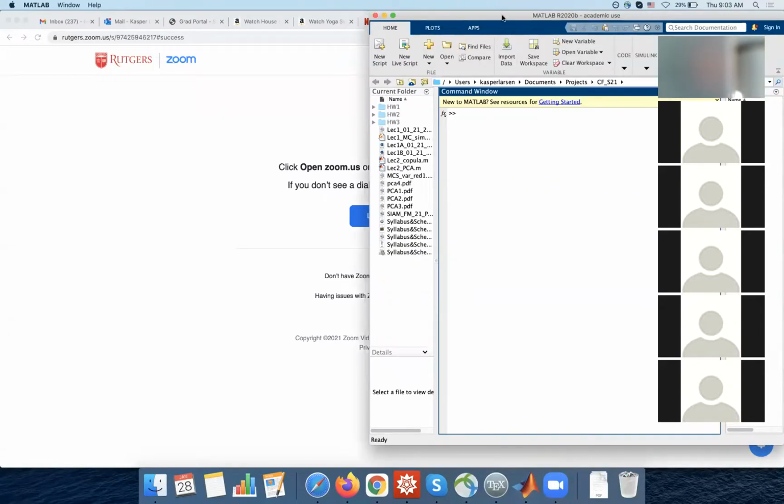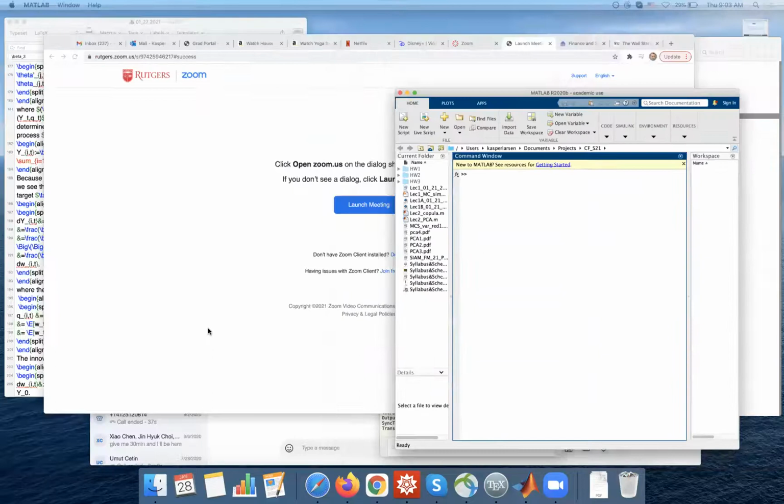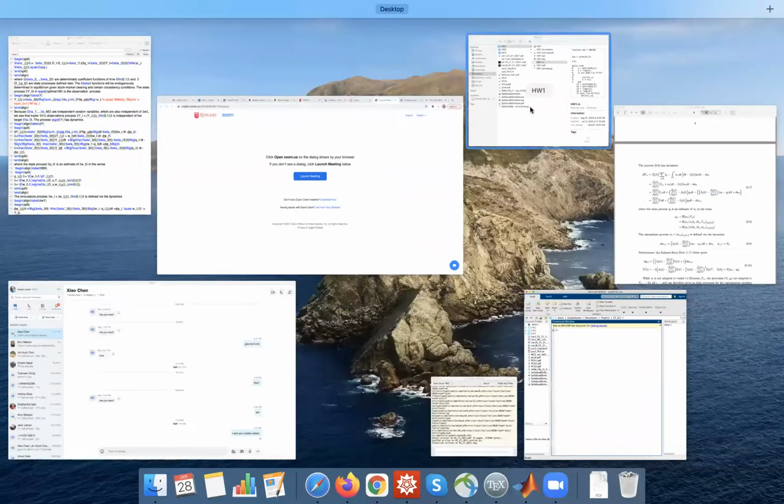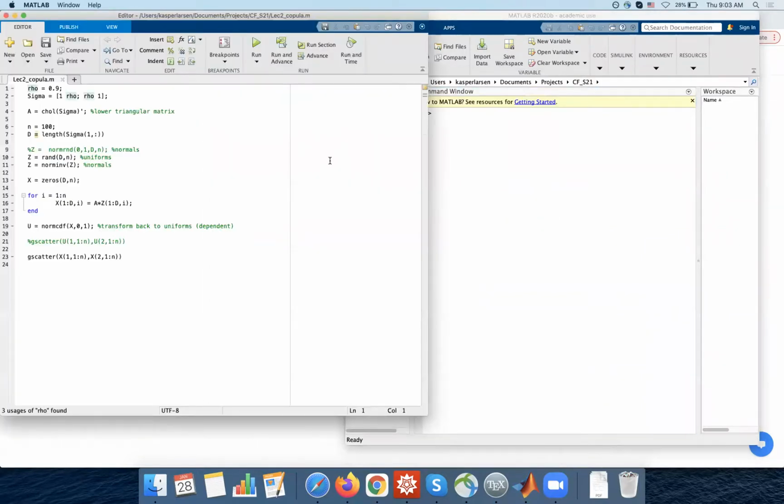Again, I'm going to use MATLAB because this is good enough for illustration here in class. And the file I'm looking for is this one here.